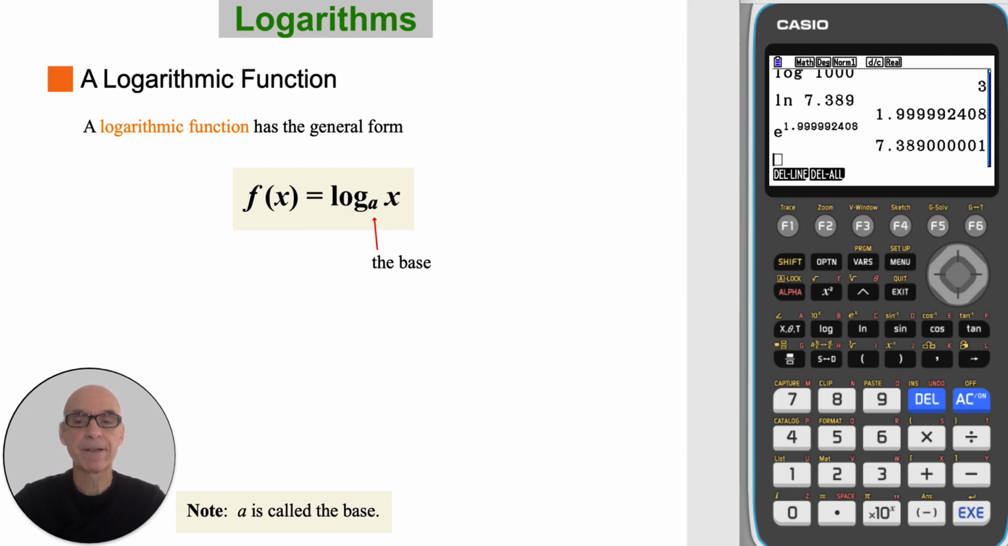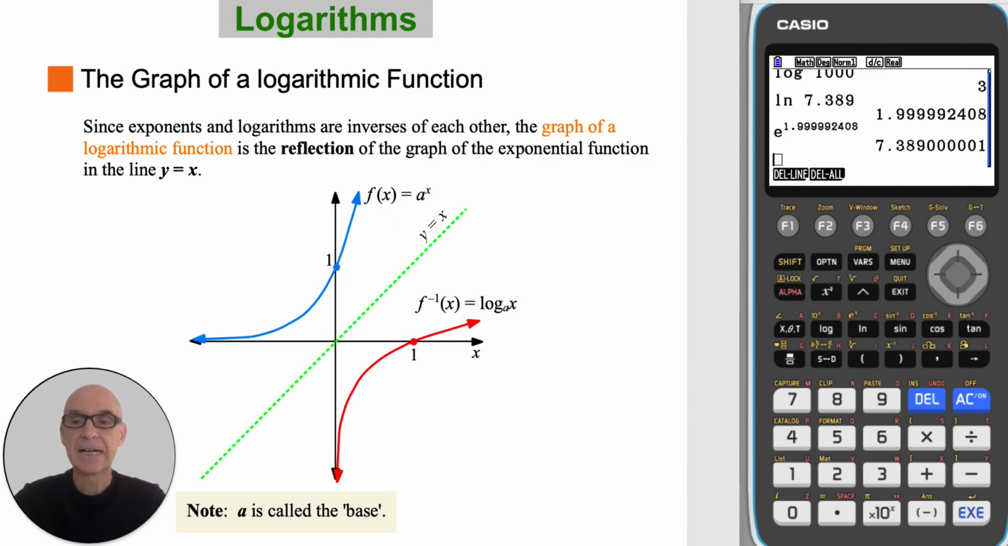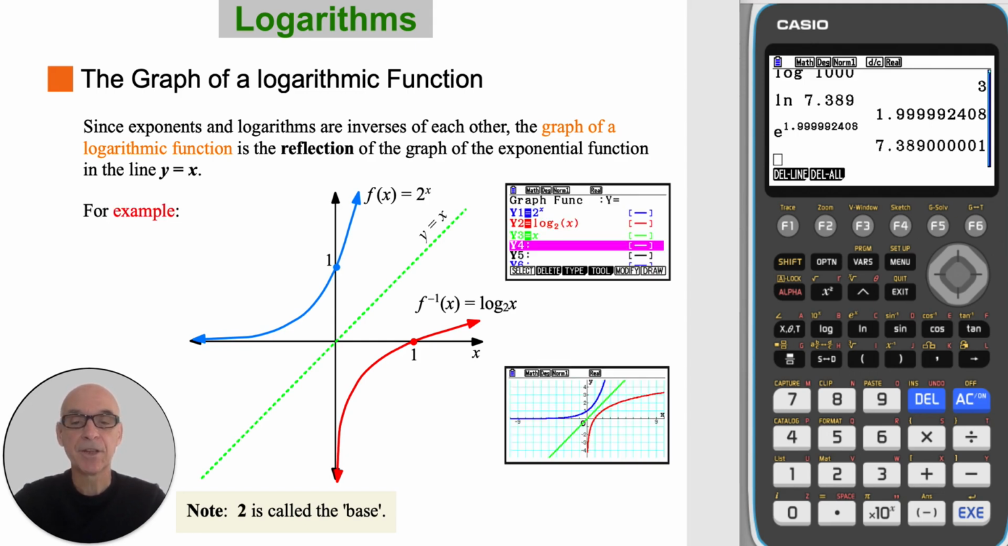A logarithmic function has the general form log with a base a of x. And since exponents and logarithms are inverses of each other, the graph of a logarithmic function is the reflection of the graph of an exponential function in the line y equals x, as shown in the diagram. In the example, the exponential function 2 to the power of x is shown in blue, and the logarithmic function log with a base 2 of x is shown in red.